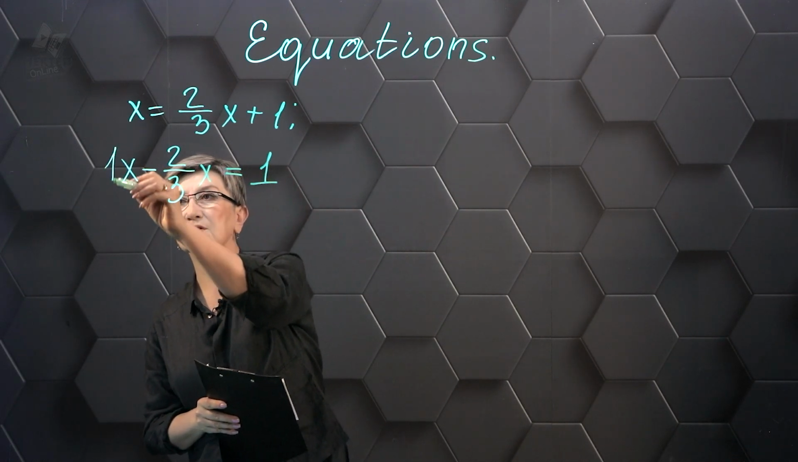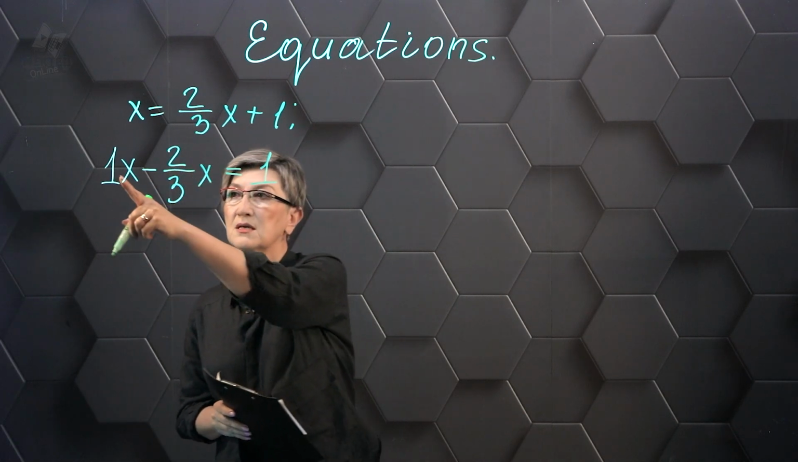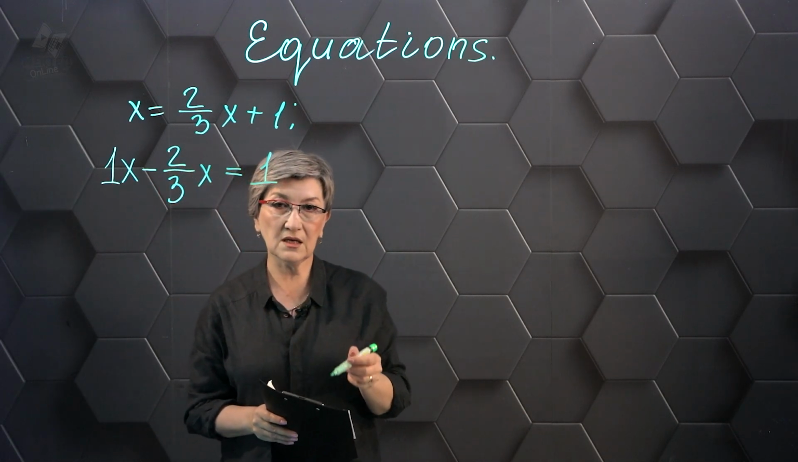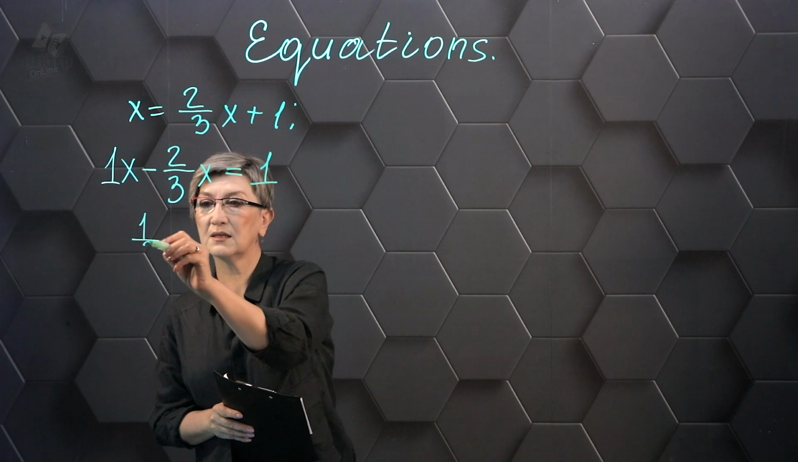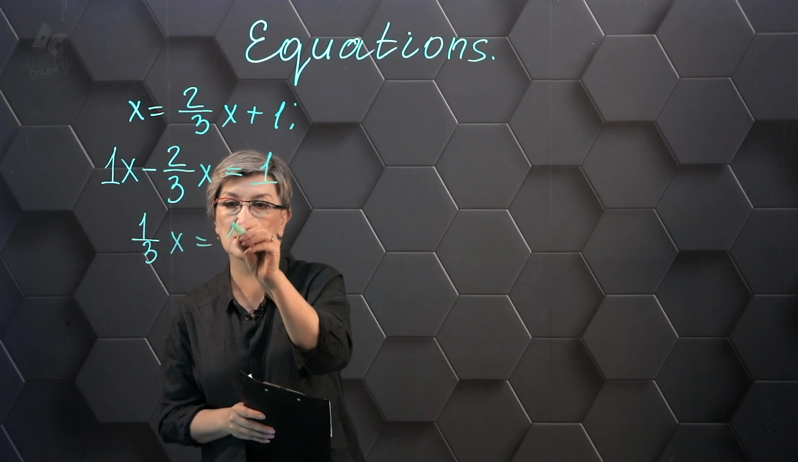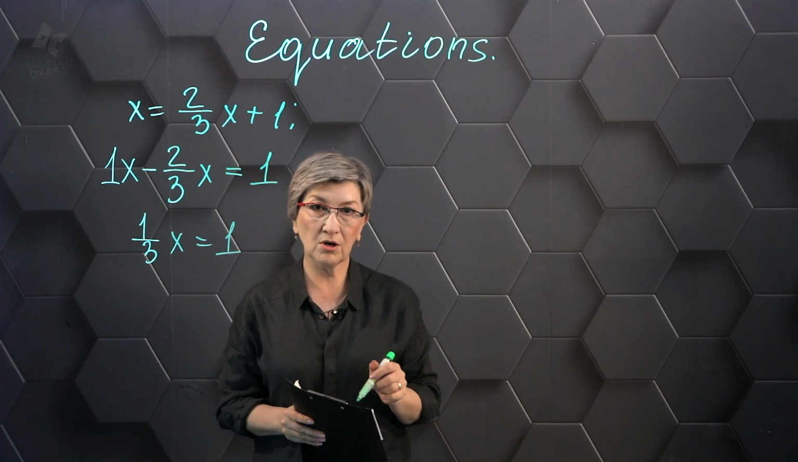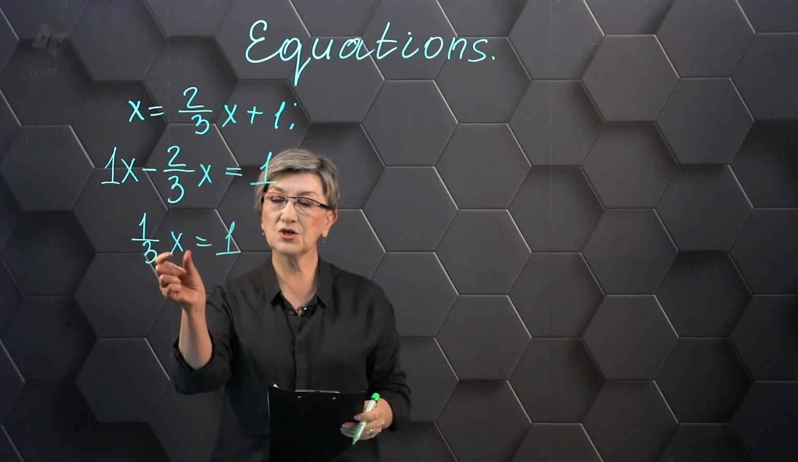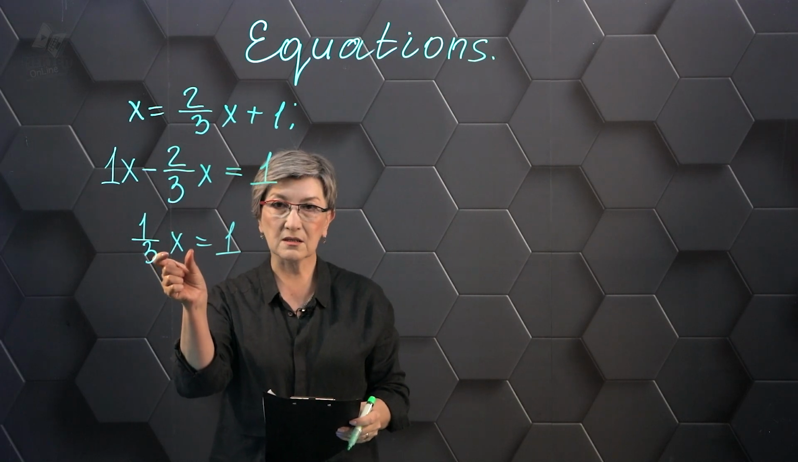X has a coefficient equal to 1. Let's write 1x minus 2/3 of x. The result is 1/3 of x equals 1. Let's apply the second rule. We need to write down what is equal to x.